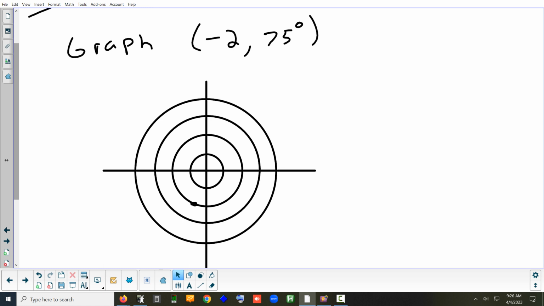We're just plotting dots here, right? Yes. Point, right? Yep. Any question on that one?